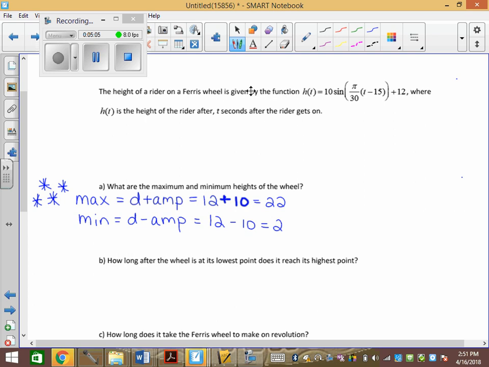Makes sense? And it's why, because what they say here, h of t is the height of the Ferris wheel. What are we talking about right now? The height of the Ferris wheel, right? So we know it's the y, because it correlates with h of t.